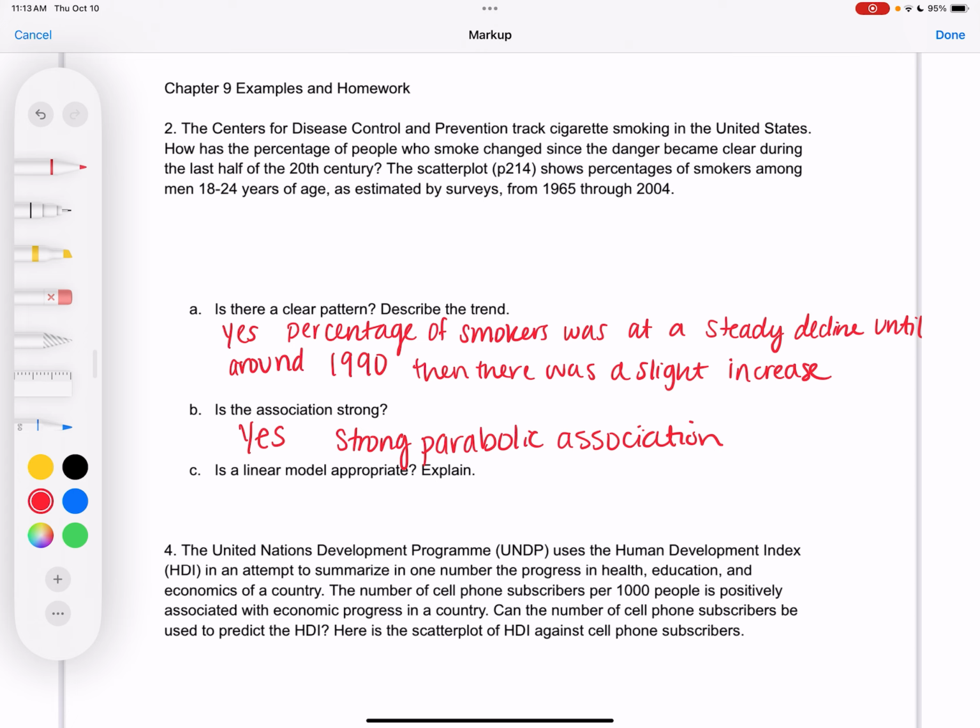So based on that, is a linear model appropriate? No. Correct. No. The shape of the scatter plot is parabolic. So a parabolic model would be more appropriate.